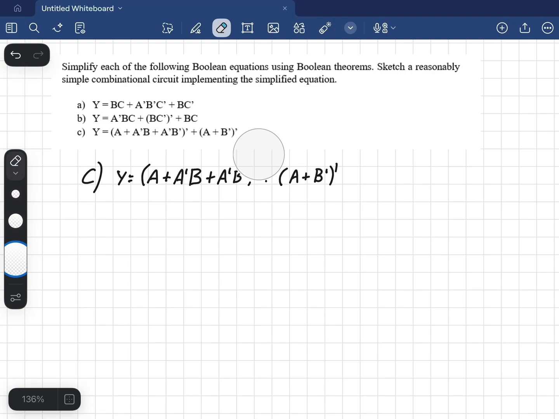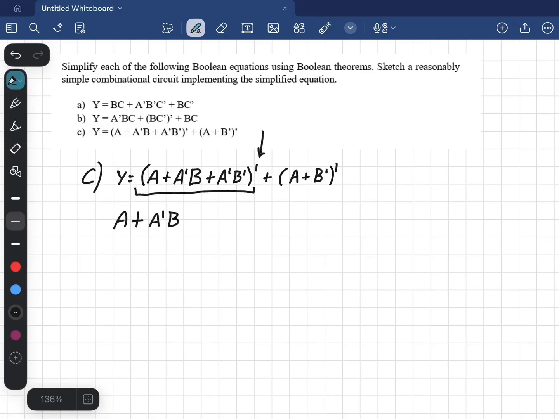So looking inside the parentheses, we have A or A prime B or A prime B prime. We notice that we have like terms with the A primes, so we can factor that out. This will give us A or A prime, B or B prime. And we know that this becomes 1, leaving behind A or A prime. And we also know that this simplifies to 1 as well.